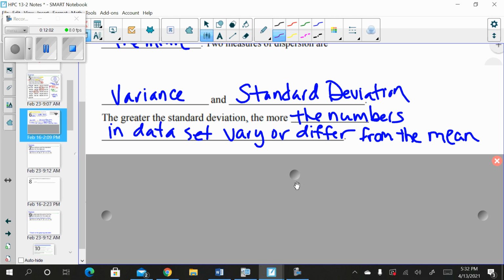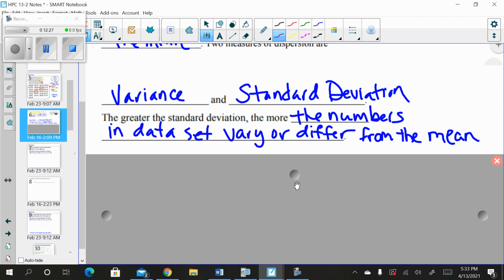Another thing to think about with these numbers is what they mean. The greater the standard deviation, the more the numbers in the data set vary or differ from the mean. So the bigger the number, the more spread out your data set is. The smaller the number is, the more compact or close together the data values are. For me, that's really interesting to look at in test scores and things like that. With a smaller standard deviation, I know people are all doing about the same.